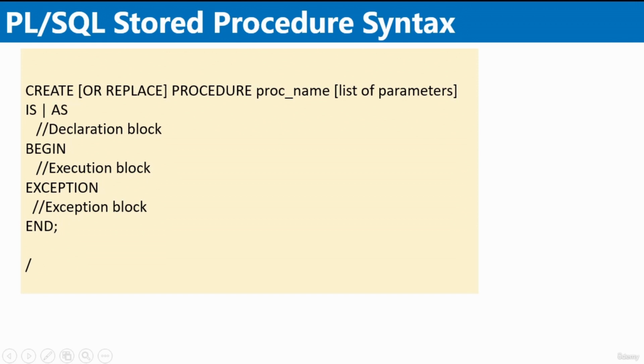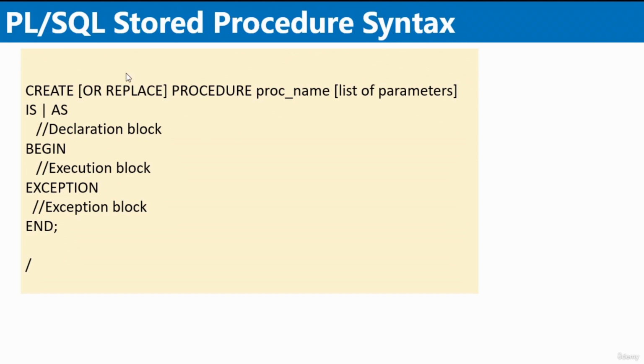In this video, I'm going to be creating a stored procedure. Here is the basic syntax for creating a stored procedure. A stored procedure consists of 2 parts, the header and the body. The header contains the name of the procedure and the parameters passed to the procedure. The body consists of the declaration section, the execution section, and the exception section.